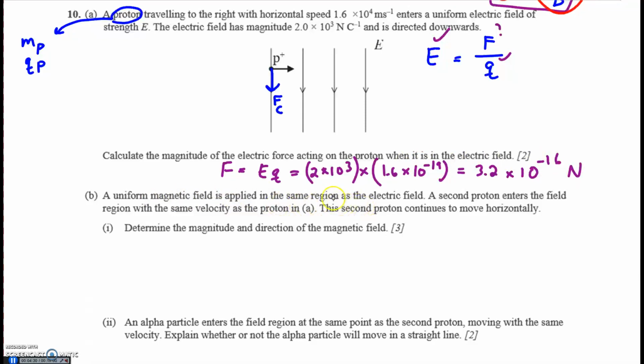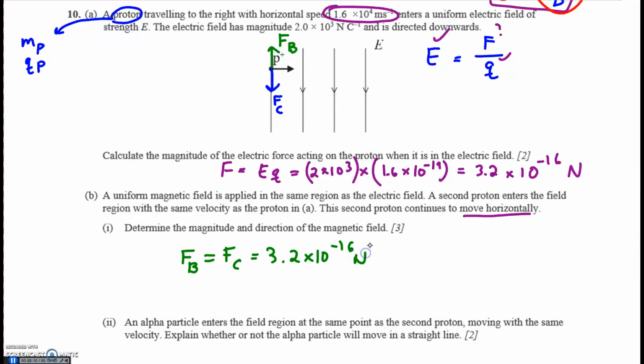A uniform magnetic field is applied to the same region, here. A second proton enters at the same spot with the same velocity, which was this. And let's see, it continues to move horizontally. Well, wait, if it feels this downward force, shouldn't it go down? The only way to make it move horizontally is if we have a second force pointing up. And where does that force come from? It's a magnetic force. So that magnetic force has to be just as strong as that Coulomb force, right? 3.2 times 10 to the minus 16.